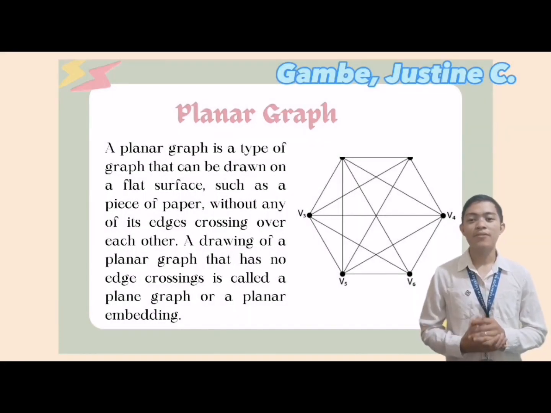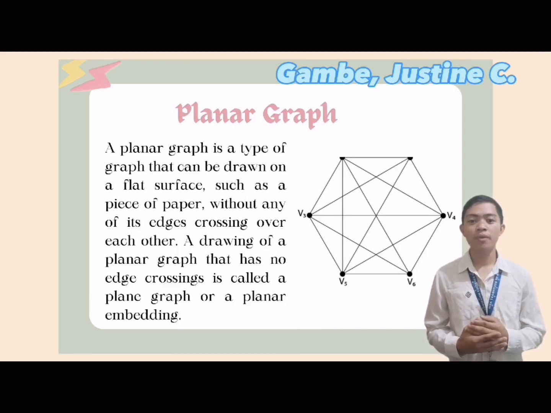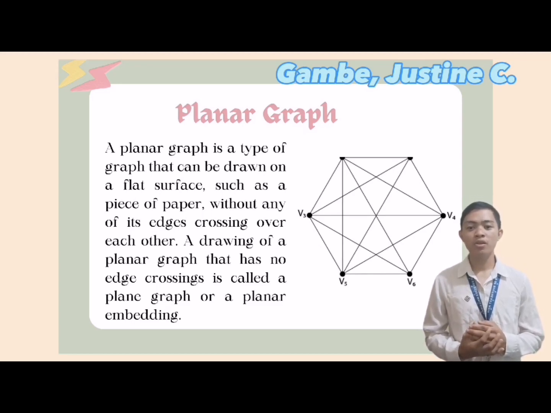Planar graph. A planar graph is a type of graph that can be drawn on a flat surface, such as a piece of paper, without any of its edges crossing over each other. A drawing of a planar graph that has no edge crossing is called a plane graph or a planar embedding.